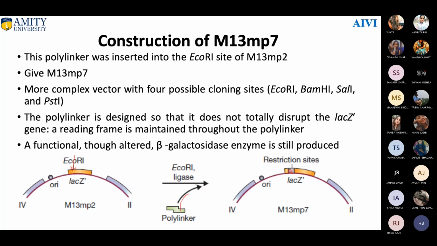In this way, the function is still there, and the altered beta-galactosidase is still produced. So first, you changed the EcoRI site, one modification, which leads to MP2, and then you introduce the polylinker, which gives MP7. In both MP2 and MP7, this change in your vector doesn't lead to the inactivation of your LACZ gene.